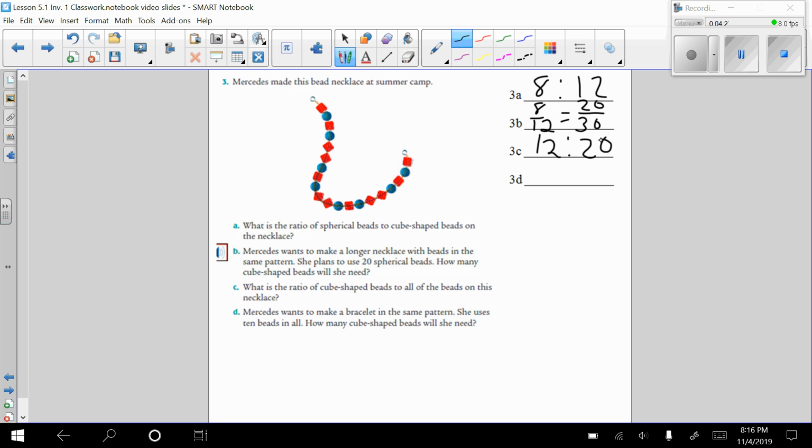The last one: what if you wanted to make a bead pattern with the same ratio? She used 10 beads in all. How many cube-shaped beads would you need? Well, in this case, we had a total of 20 beads and now we're cutting it in half. So we would use half as many cube-shaped beads, which she would need. So she would use 6 of them.